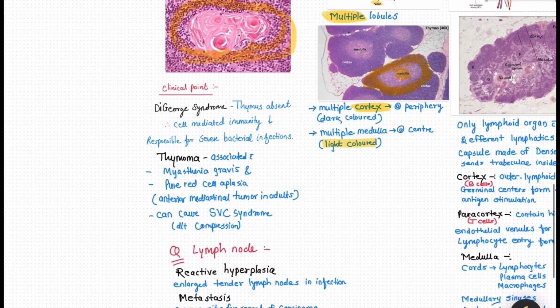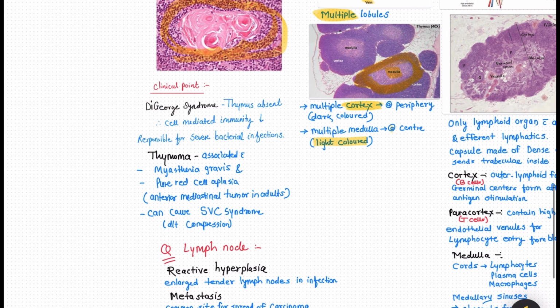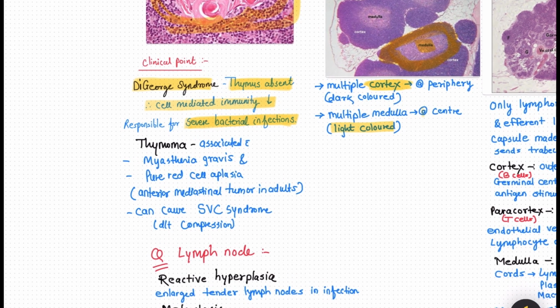Then let's look into some clinical points related to thymus. DiGeorge syndrome. In DiGeorge syndrome, thymus is absent. Therefore, cell-mediated immunity decreases, which is responsible for severe bacterial infection. If a person does not have thymus, it means automatically T cell maturation will be hampered. Therefore, in DiGeorge syndrome, there will be no T cell mediated immunity to that person. So, the person is prone to more severe bacterial infections.